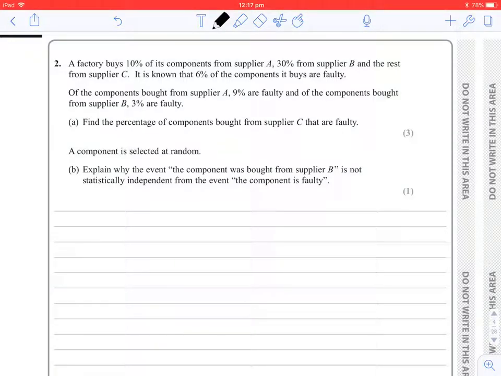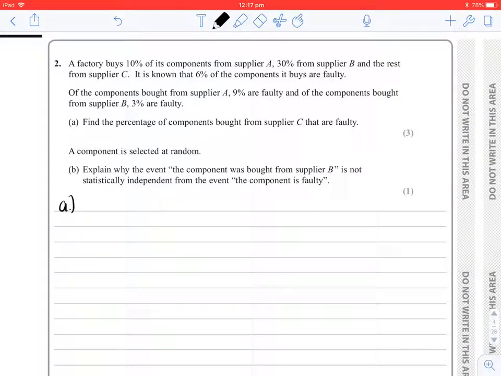AS Applied Paper 2018, Question 2. A factory buys 10% of its components from supplier A, 30% from supplier B, and the rest from supplier C. It is known that 6% of the components it buys are faulty. Of the components bought from supplier A, 9% are faulty, and of the components bought from supplier B, 3% are faulty. So part A asks us to find the percentage of components bought from supplier C that are faulty.